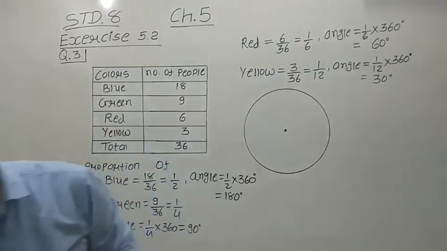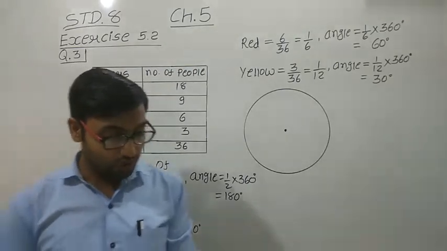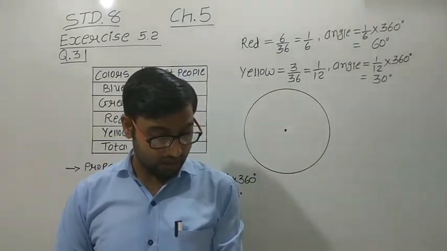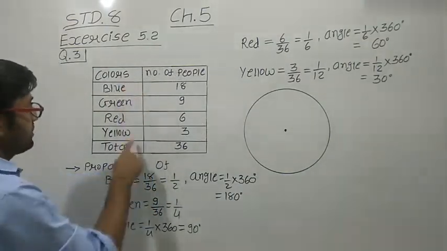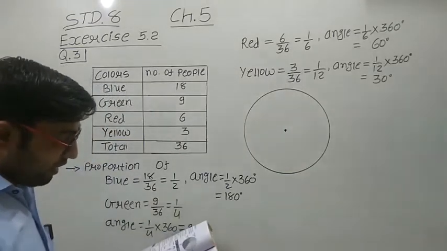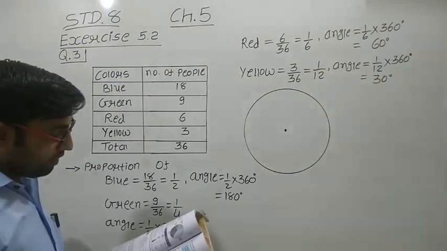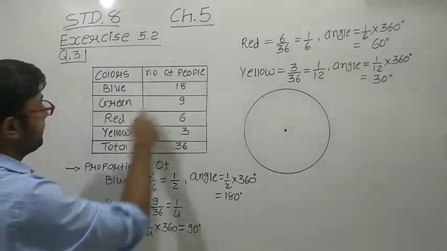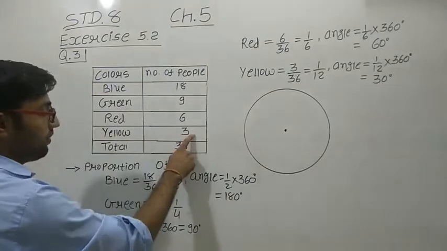This question is also related to drawing the pie chart. See, question number 3 is: draw a pie chart showing the following information. The table shows the colors preferred by a group of people. So here we are given a table. The first column is the colors, and the second column is the number of people. This information is about the number of people who preferred which color, right? So blue is preferred by 18 people, green is preferred by 9 people, red is preferred by 6 people, yellow is preferred by 3 people.